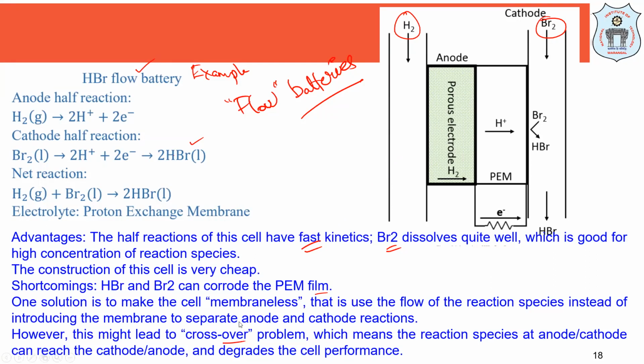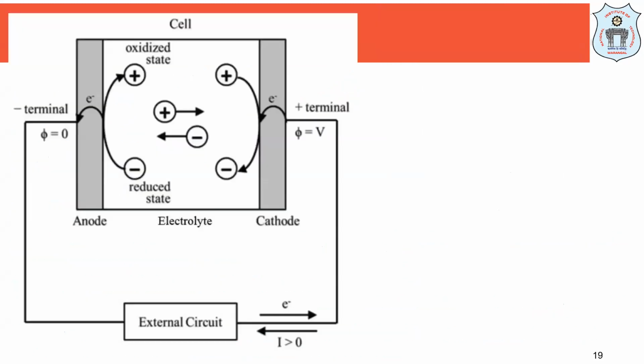You can correlate with a direct methanol fuel cell. Similar to that, here also there will be a crossover problem, which means the reactants at the anode or cathode can go to the other side and degrade the performance of the cell. So we will discuss flow batteries in detail later.